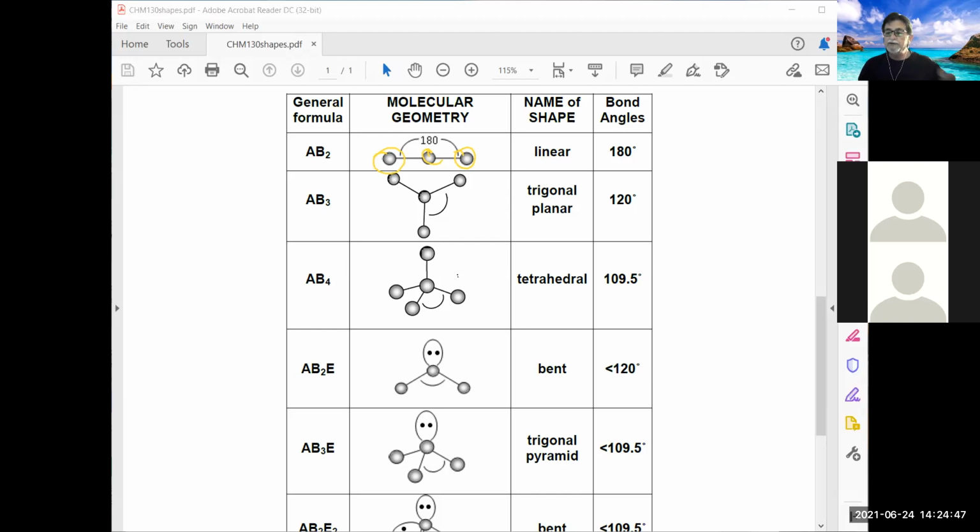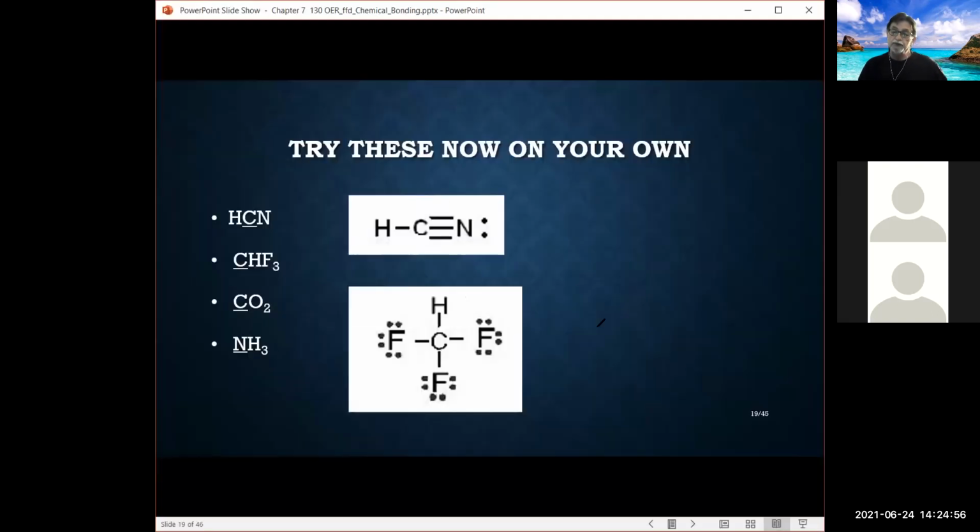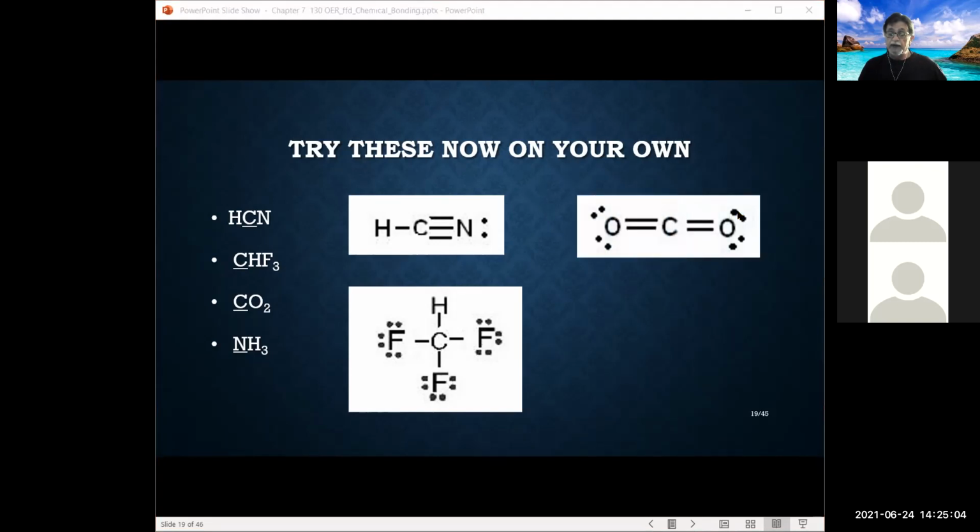Now, because of the structure, the way it was put together, we're going to learn that carbon dioxide, even though it has what we call polar bonds, is actually nonpolar. But more on that in a bit. All right, so that is the structure we come up with for carbon dioxide.